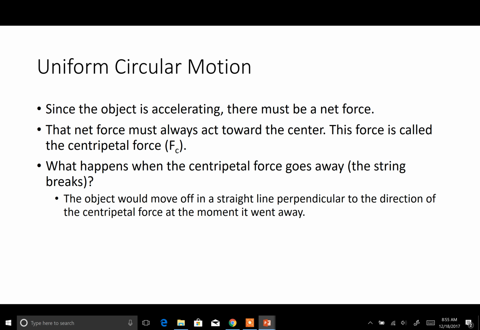Since this object is accelerating, there must be a net force acting on the object. And that net force must always act in the direction of the acceleration, which in uniform circular motion is always toward the center. This force, always acting toward the center, is called the centripetal force, and we abbreviate it FC. Centripetal means center seeking, or toward the center. Remember, we said if the centripetal force were to go away, the object would move off in a straight line perpendicular to the direction of the centripetal force at the moment that it disappeared.